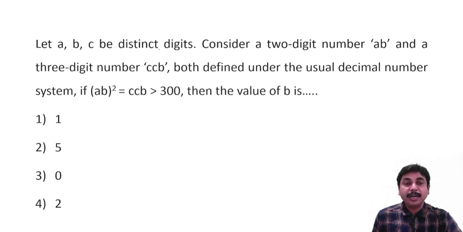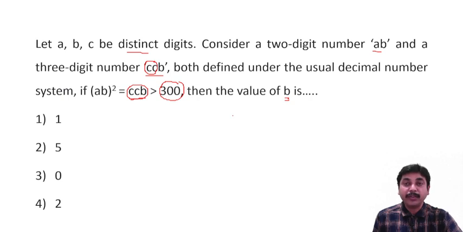Let A, B, C be distinct digits. Consider a two-digit number AB and a three-digit number CCB. CCB means that the first two digits of this number will be the same. Both are defined under the usual decimal number system. If AB square is equal to CCB, where this CCB is greater than 300, then what is the value of B?